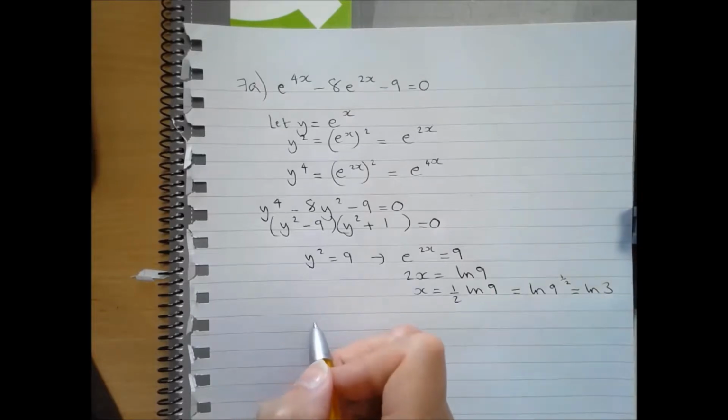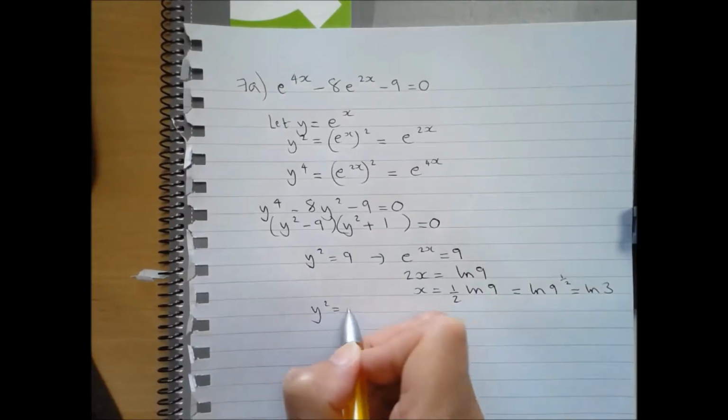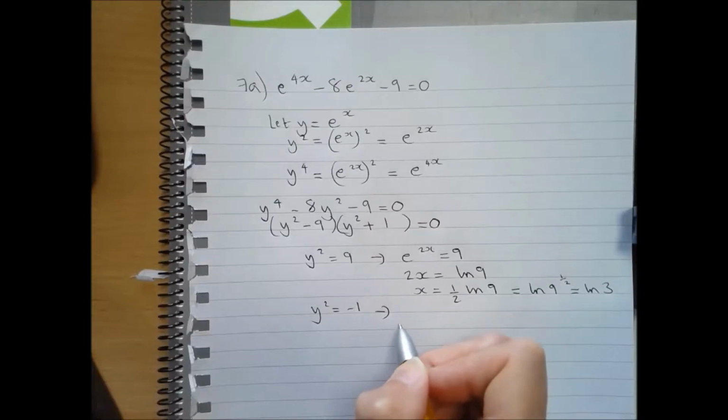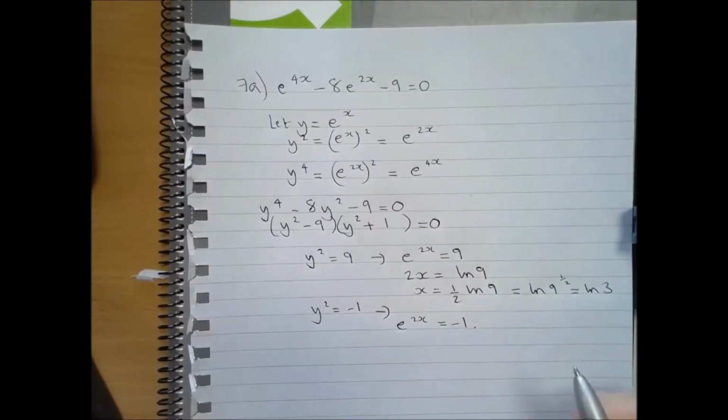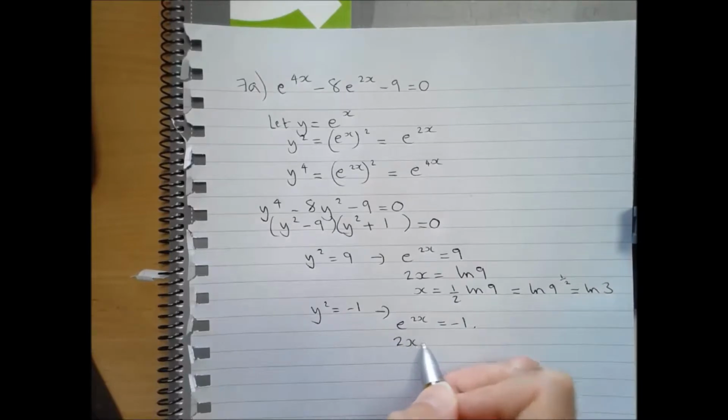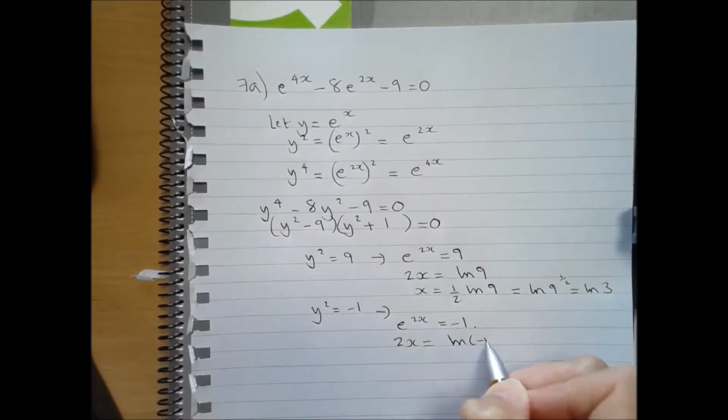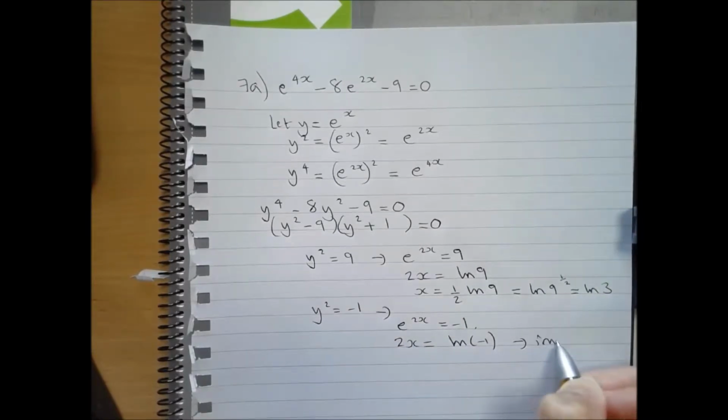Looking at the other one, I've got y squared is minus 1. That's not a feasible solution, because y squared, which is e to the 2x, is minus 1. Of course that means that I've got 2x equals the ln of a negative number, which is impossible. So I've only got one valid solution, which is x equals ln 3.